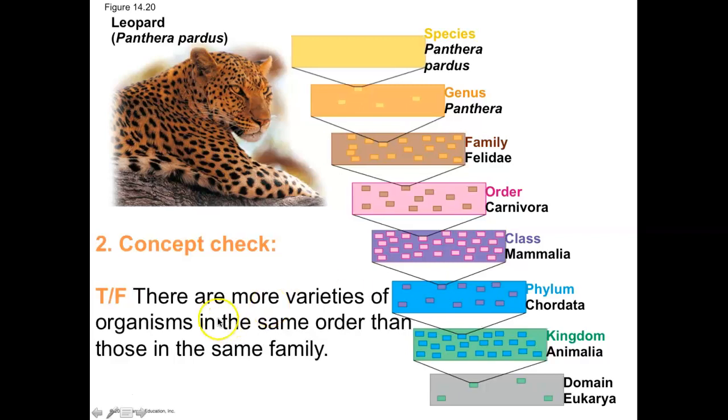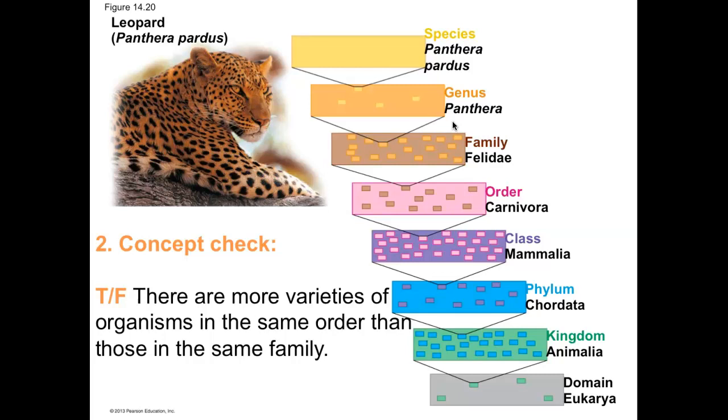Here's another question. There are more varieties of organisms in the same order than those in the same family. Are there more varieties of organisms in the same order than those in the same family? And the answer is yes. There are more varieties of carnivores. Once you start getting into a family, right, you're subdividing, you're taking one of those carnivores and subdividing that, all the cats. Felidae is for cats, right? So your house cat and panthers and tigers and all those other cats fall into that category.